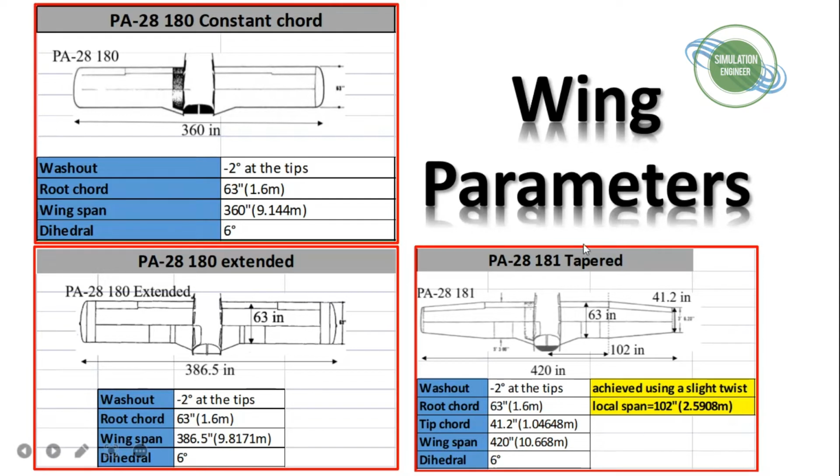Okay, so the last one is the tapered one. It has the same parameters, but obviously because of the tapered geometry, the tip has a different chord, which is also mentioned here. And it has a local span of 2.59 meters. If you start from the root till this point, it's about 102 inches, and the remaining part will be the tapered part.